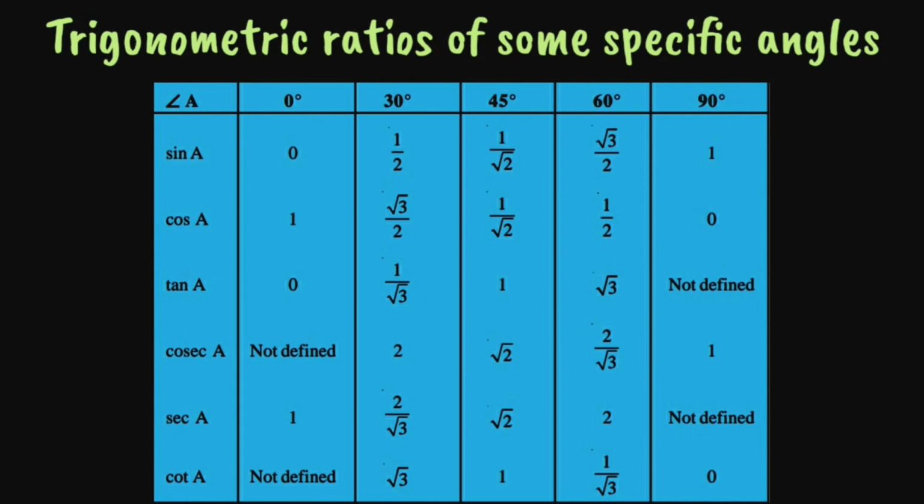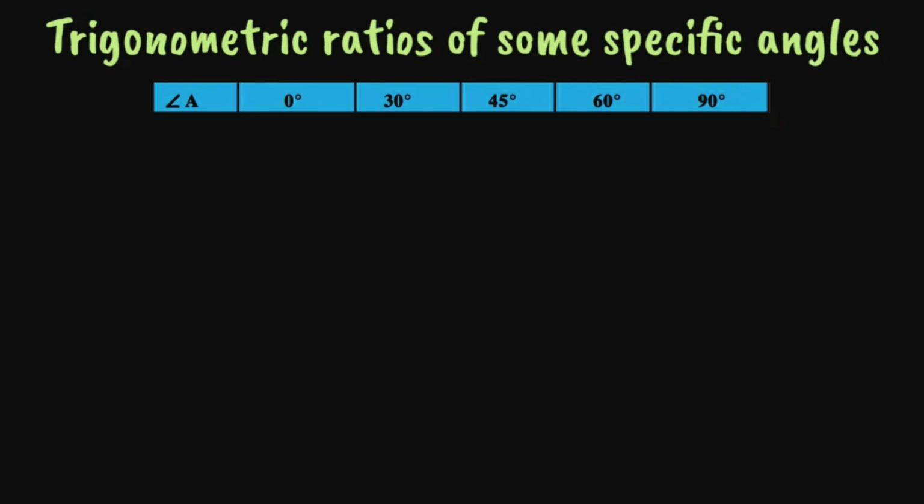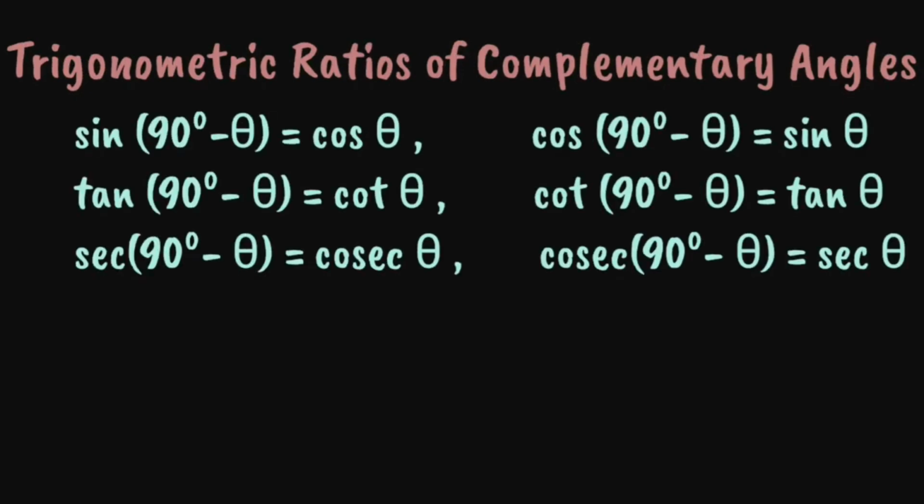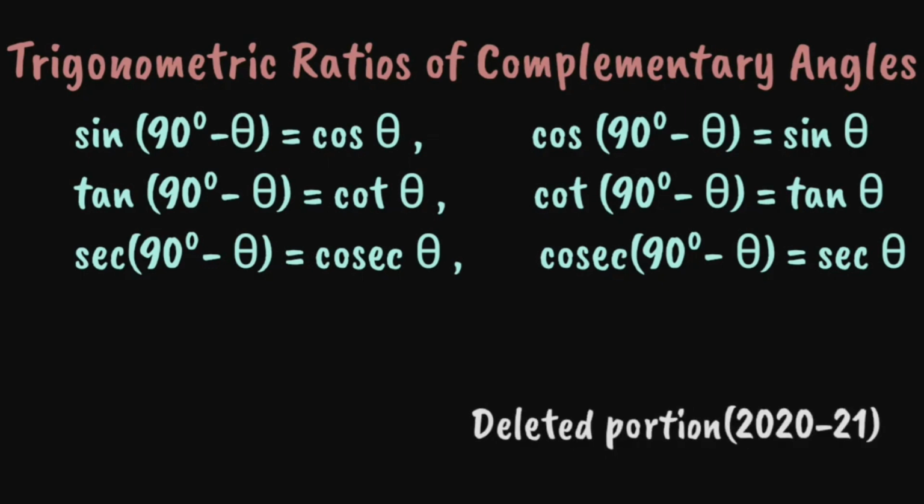Now in our textbook, the next section is trigonometric ratios of complementary angles. But it is a deleted portion for this year. Just for your knowledge, we are discussing this, and you should know this for higher classes also. So you have to study these equations. So here it is written, trigonometric ratios of complementary angles.